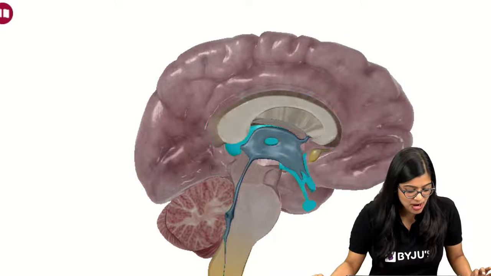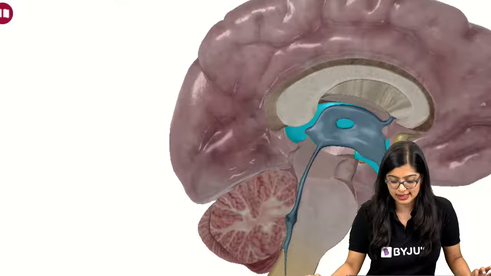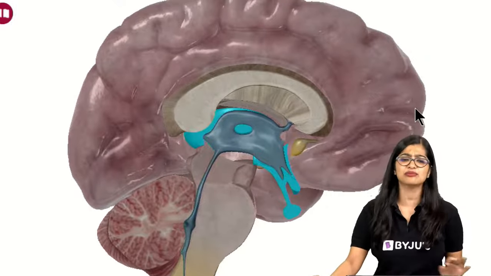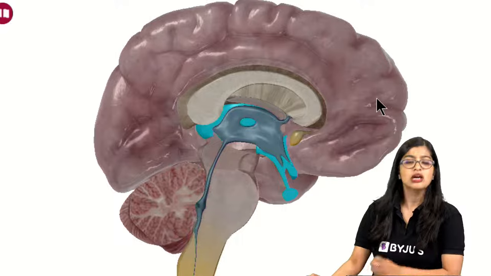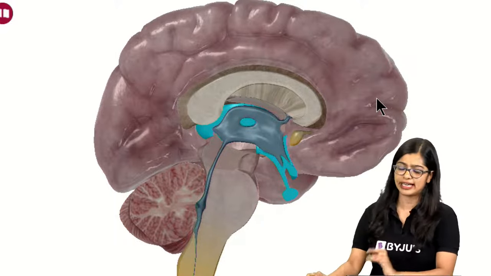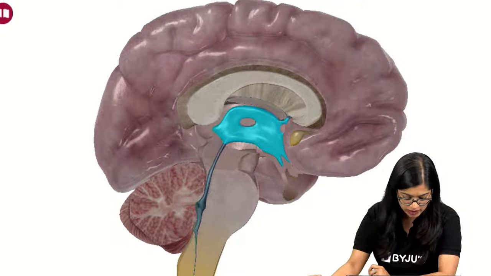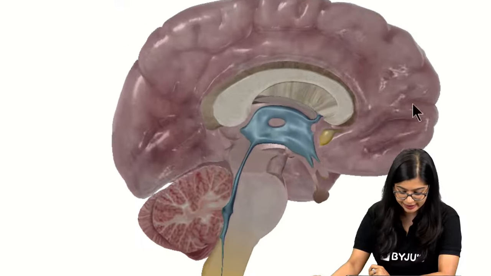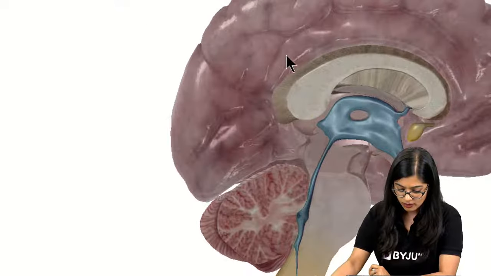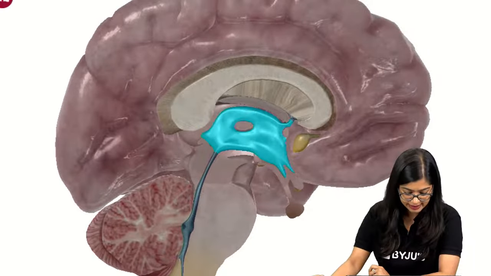Okay. Now we're going to move on to the next two parts that I'm going to highlight, and I'm sure you would have seen it in your textbook for sure. So let me just remove this part so that you can see this clearly, right? Okay, let me just realign this.